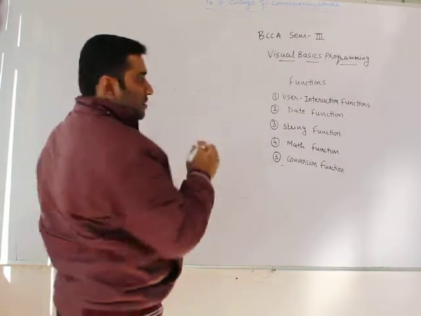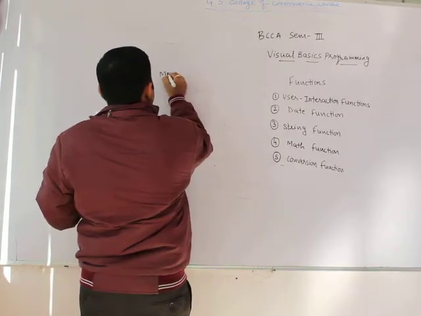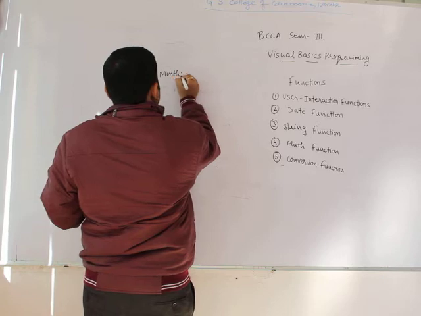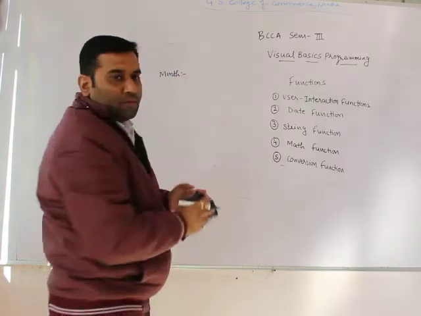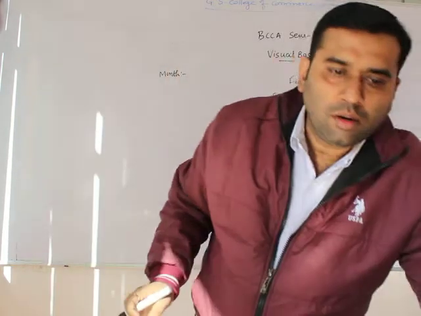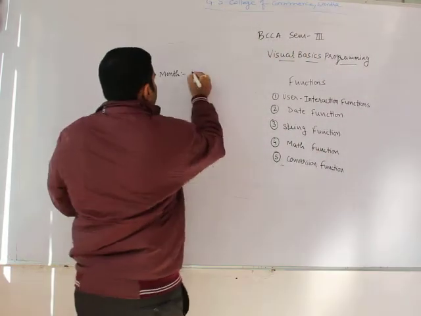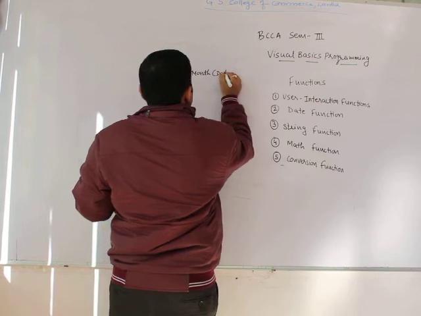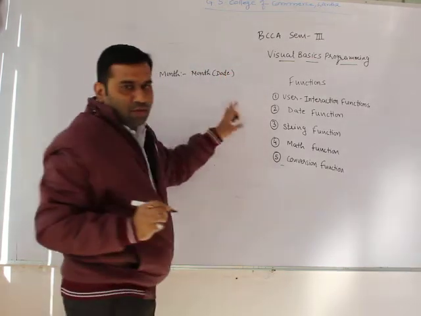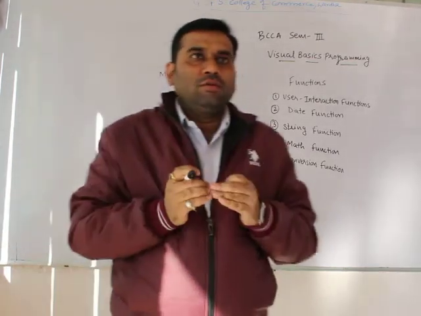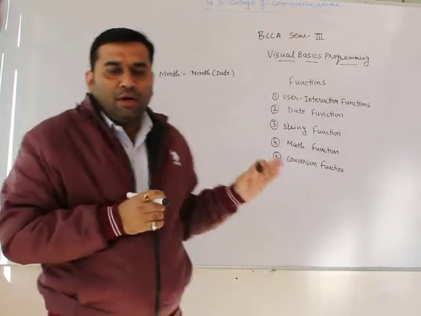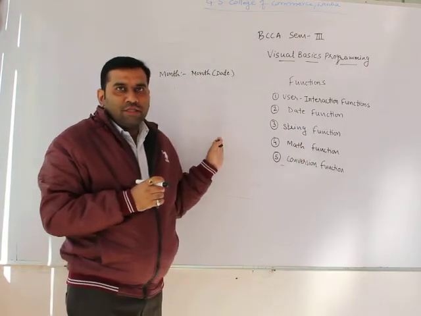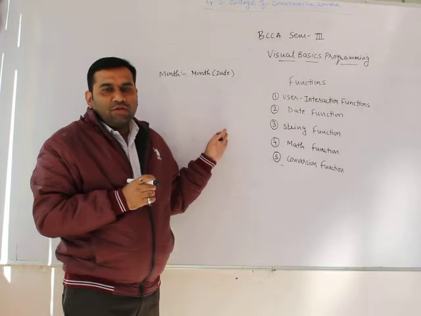Next is Month. Month is Month(date). Month of date returns a whole number between 1 to 12, representing the month of the year.